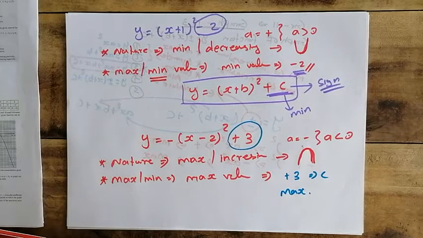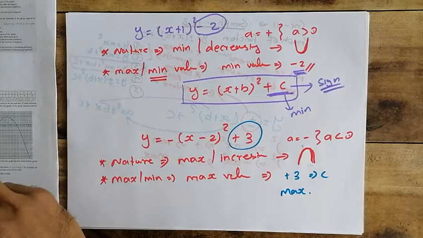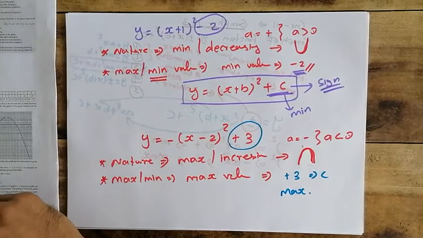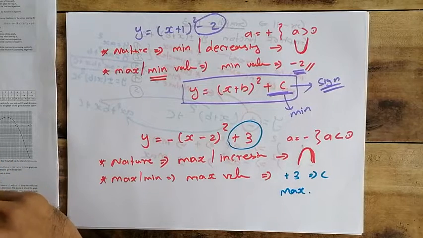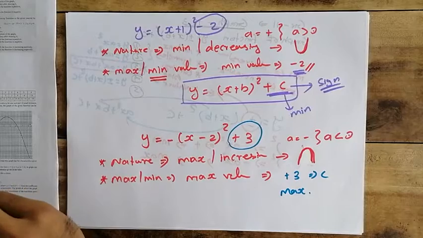Let's check with the graph. Okay, we have the graph drawn here: y equals minus (x minus 2) whole squared plus 3. Okay, check the turning point. Check the maximum point. Check the turning point y coordinate.